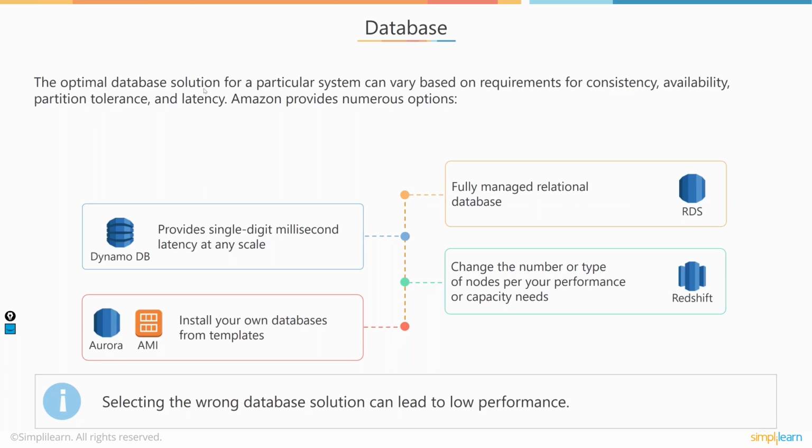Now, databases. The optimal database solution for particular systems can vary based on requirements: consistency, how available they are, partition tolerance, and latency. Amazon provides you multiple options, like RDS, which is a fully managed relational database. You can use MS SQL, Oracle, or MySQL. Basically, pretty much any engine you can think of, quite likely RDS is able to provide.